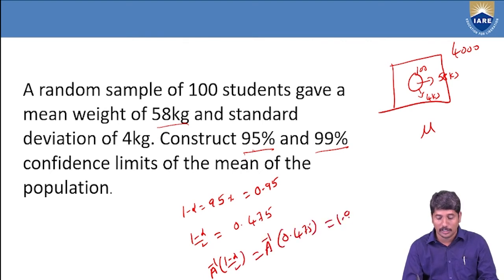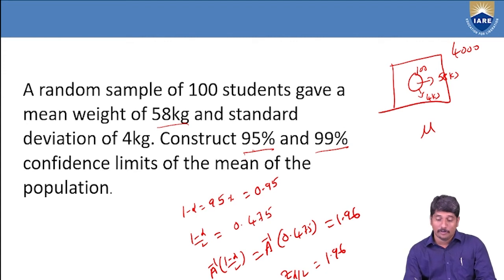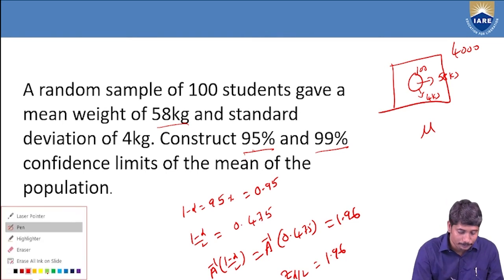So A inverse of 1 minus alpha by 2 is equal to A inverse of 0.475, that is equal to 1.96. So we got A inverse of 1 minus alpha by 2, that means Z alpha by 2, as 1.96. So what did we obtain? From the given data, at 95% level of confidence, Z alpha by 2 is 1.96.